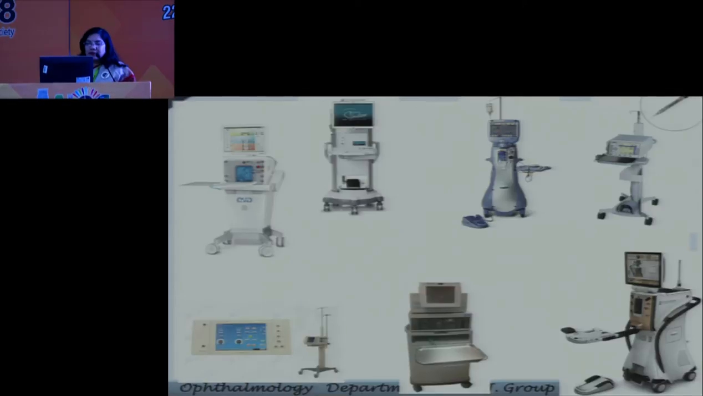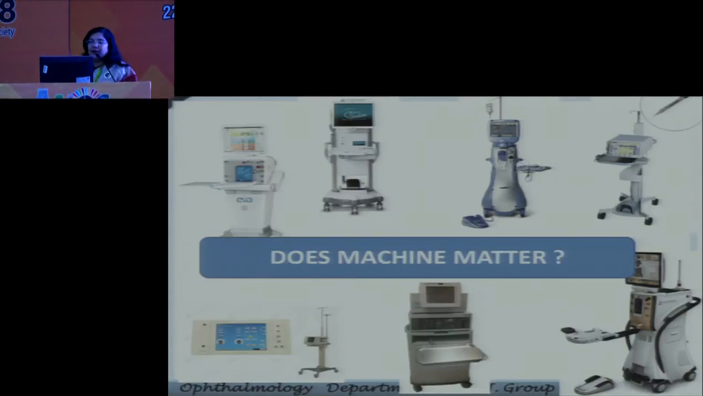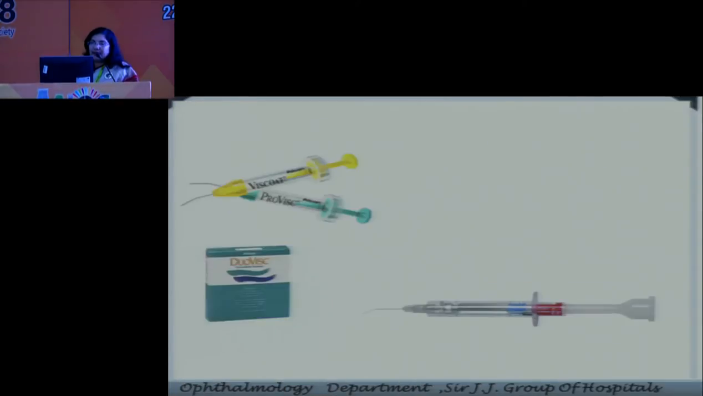So these are the various machines that you can use today. A large variety of machines are in the market, but you have to use a machine which makes the maximum and the most efficient use of phaco. Dr. Sumit and Lane sir have already described proper fluidics and dynamics to use this efficiently. So does the machine matter? Yes, it does matter, because you have to use a machine which is efficient.